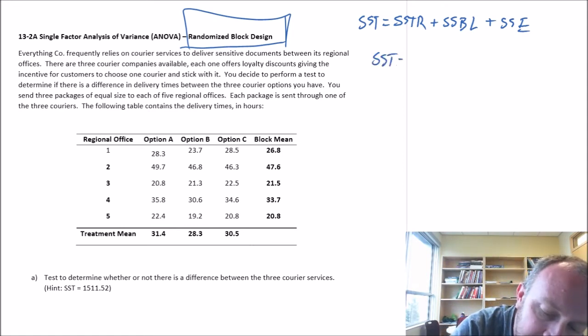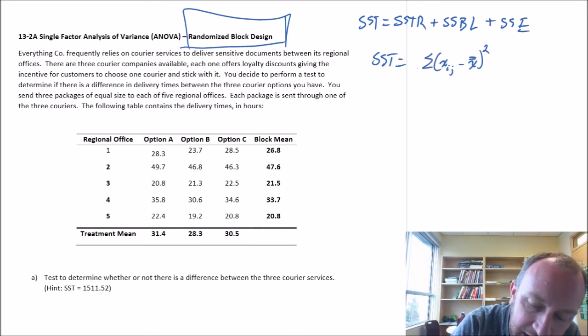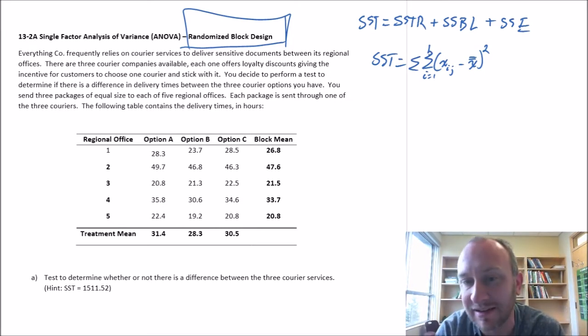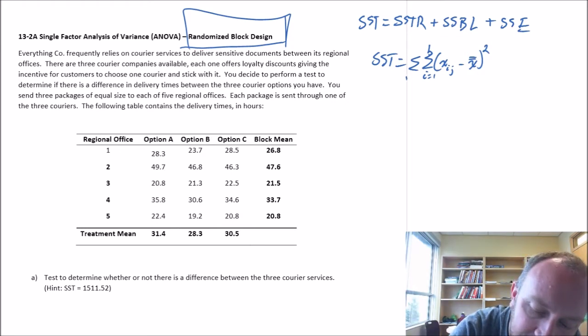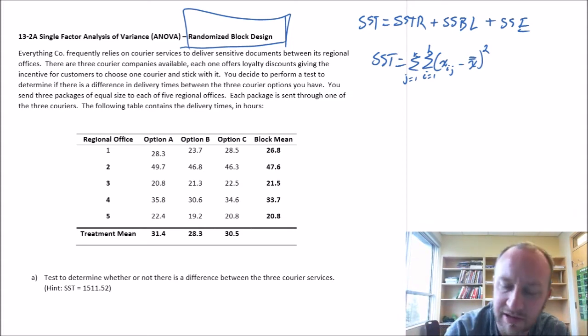SST is still just the differences between individual observations and the grand mean, squared, and we add all of those up across i equals 1 through B. We say B for blocks instead of N for observations. So we add those up across all of our blocks, and we add those up across all of our treatments. So a very similar calculation, although the notation has changed just ever so slightly.